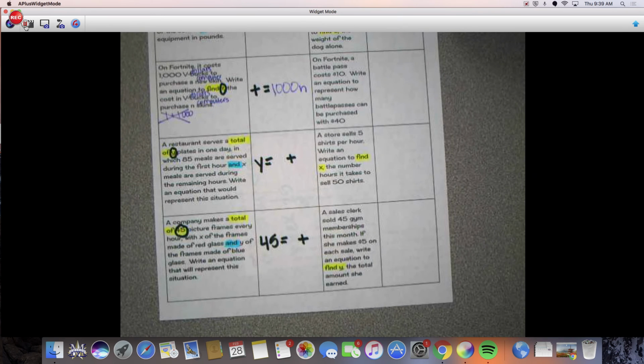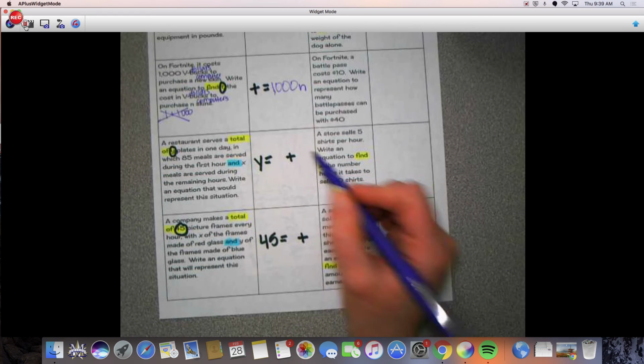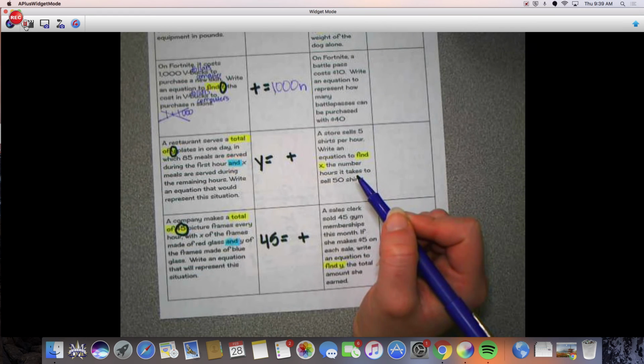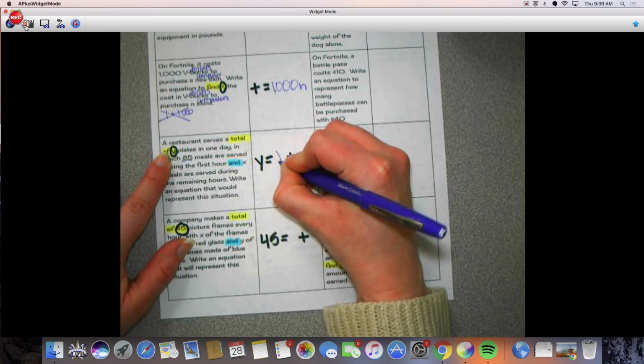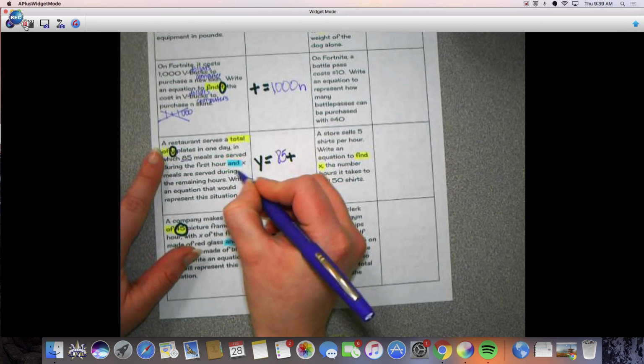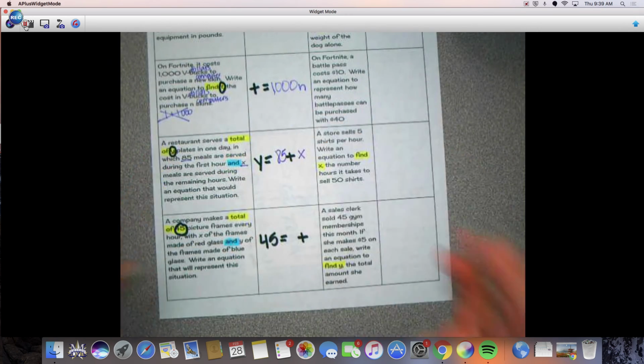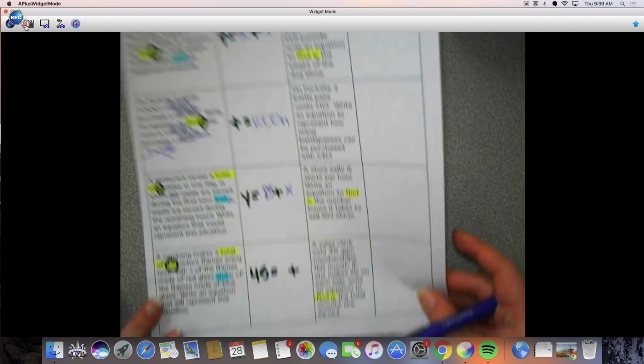Write an equation that would represent the situation where we already know it's adding. All you have to do is fill in what you don't have. We've already put Y down. We have to put 85 down. We have to put X down. And we're done. Y equals 85 plus X. You see how my little tips are a little helpful? Yeah. Does a lot of the work for us.